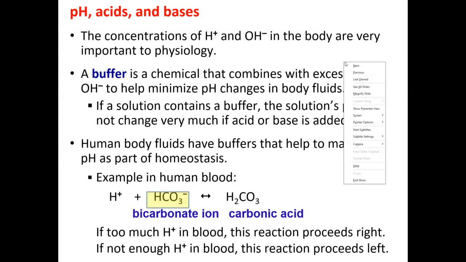Okay, one more thing I thought would be kind of cool to do. Your cells are always producing carbon dioxide, and that goes into your blood, and then in your lungs, you exhale the carbon dioxide to get rid of it. So it's a waste product. But we need to have some carbon dioxide in our blood because that helps to maintain the pH of our blood.